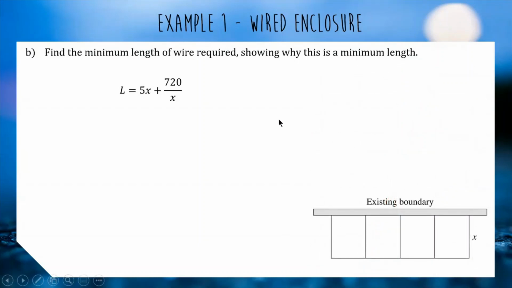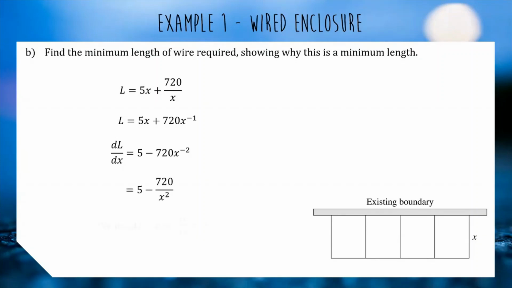So first things first, I'm going to write this in index form, 720 x to the negative 1. Now I'm going to take the first derivative, dL on dx. So 5x derives to 5, and the 720 gets multiplied by the minus 1, and now take 1 off the power. If you prefer, you can write that as 720 over x squared, whatever works for you.